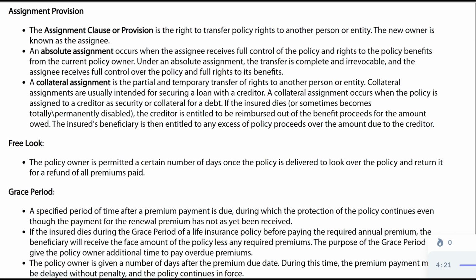Free look. The policy owner is permitted a certain number of days once the policy is delivered to look over the policy and return it for a refund of all premiums paid.